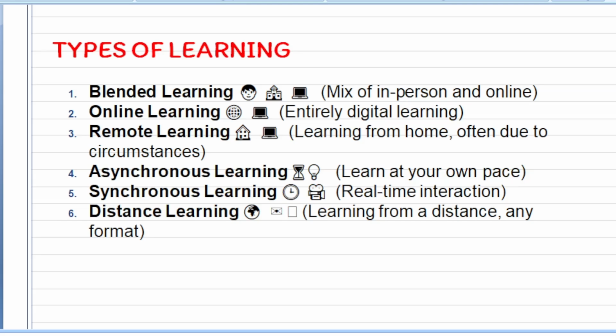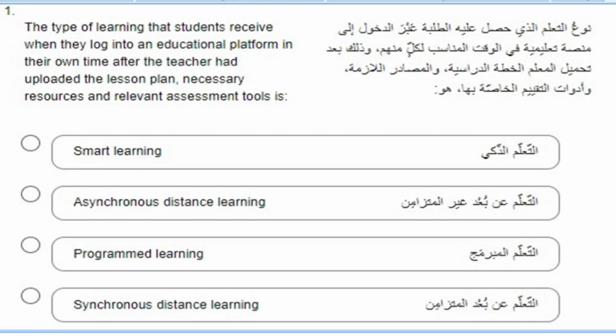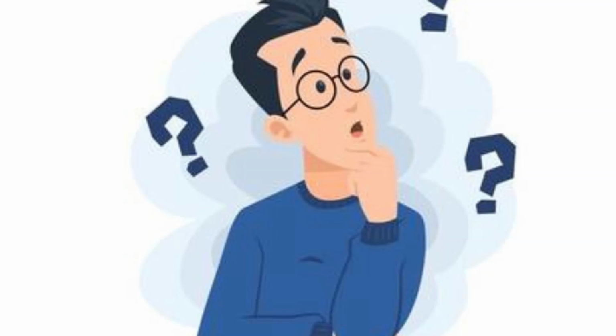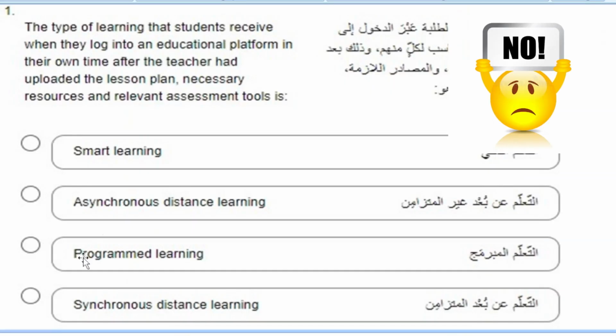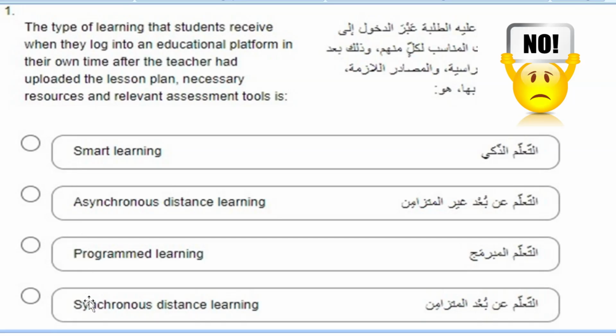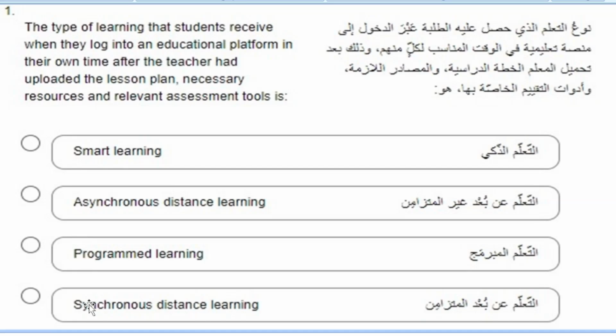However, asynchronous and synchronous learning, as you can see over here in the question, let's talk about this question. The type of learning that students receive when they log into an educational platform in their own time after the teacher has uploaded the lesson plan, necessary resources and so on. For example, your learning management system, virtual universities, online learning programs. They have uploaded, and the individual has to study at his or her own pace, according to a feasible schedule. So what will be the answer? Is it smart learning? Of course not. Is it programmed learning? Of course not. So we have two things, asynchronous and synchronous. Keep in mind, both of these are distance learning.